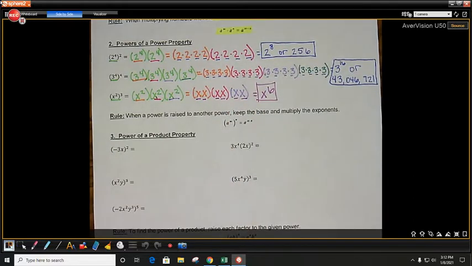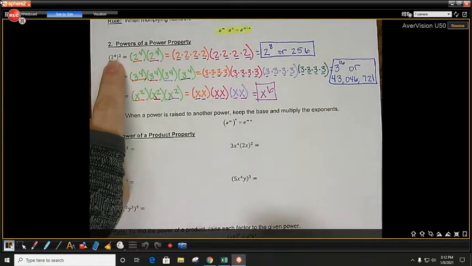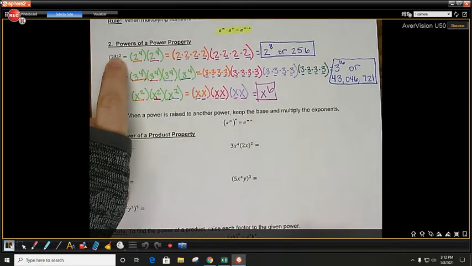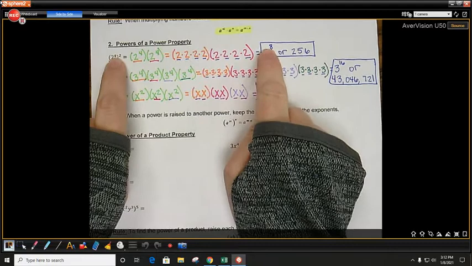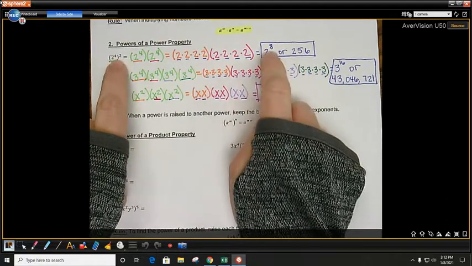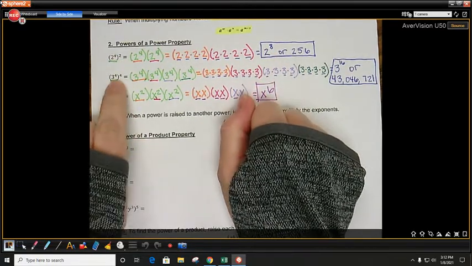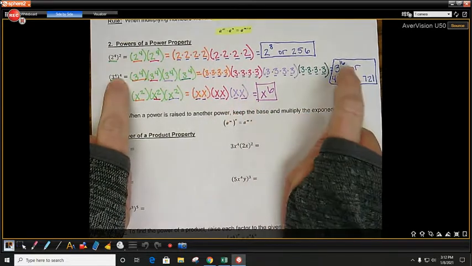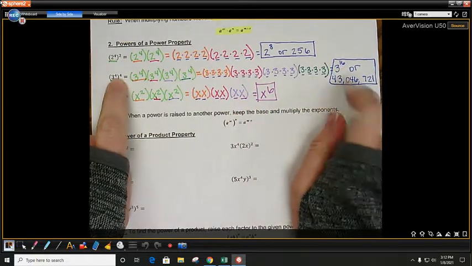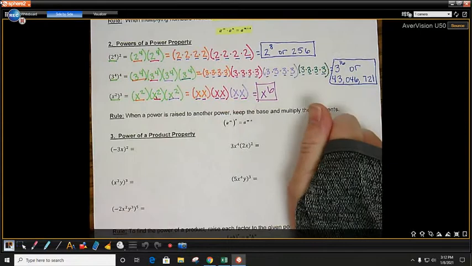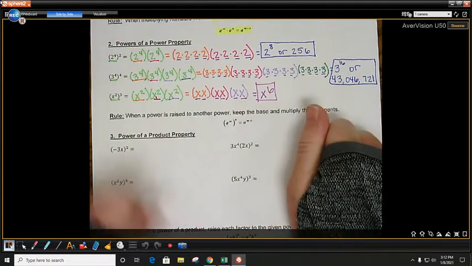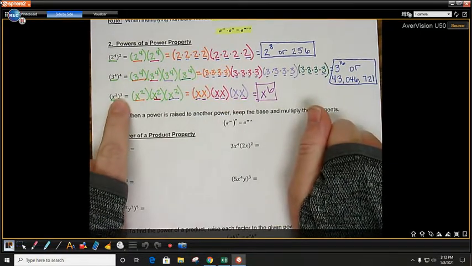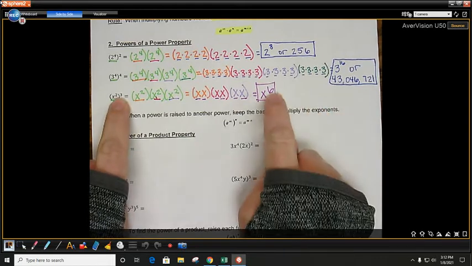Okay. Now, let's look here and see if we can see a rule. Here I had 2 to the 4th power to the 2nd power. 4 times 2 is 8. I multiplied my exponent, I got my answer's exponent. 3 to the 4th to the 4th becomes 3 to the 16th. 4 times 4 is 16. We multiplied the exponents and got our answer's exponent. X squared cubed, 2 times 3 is 6.